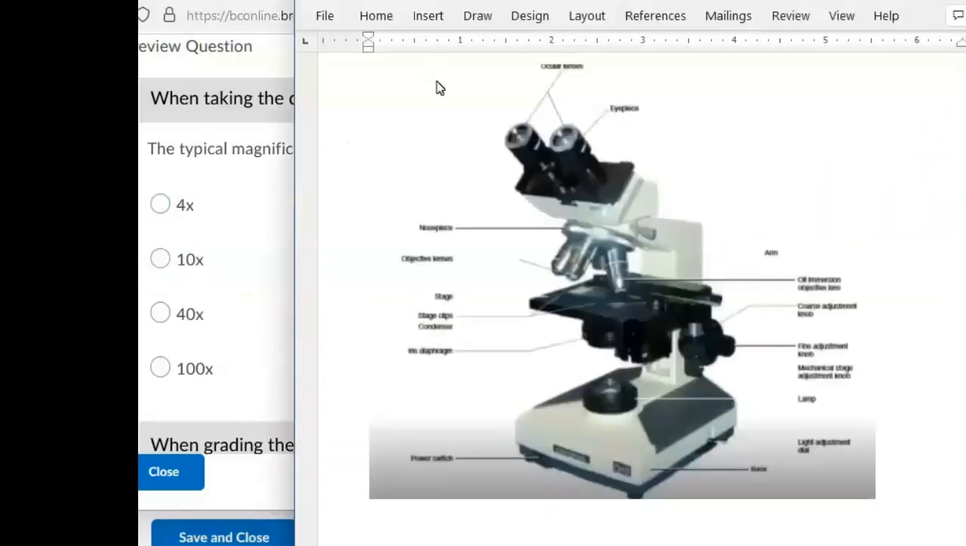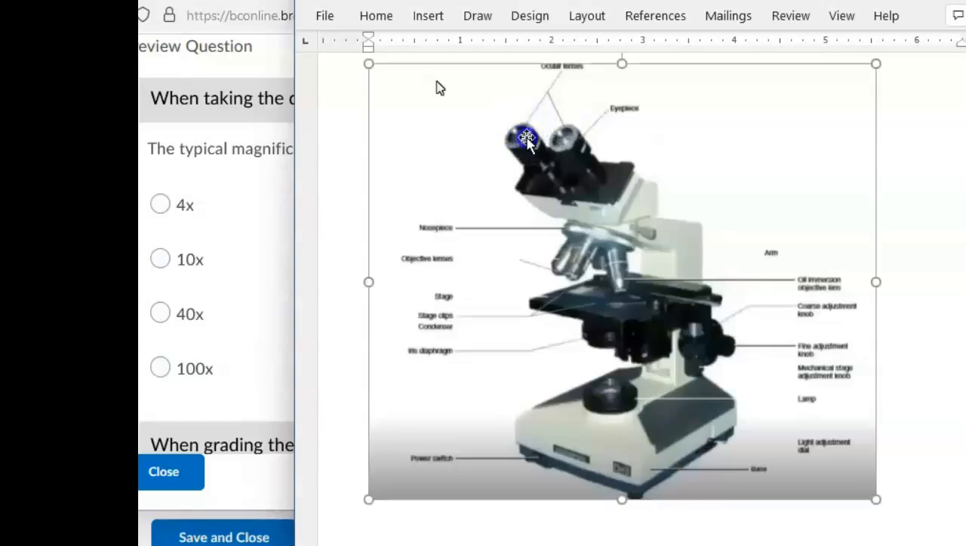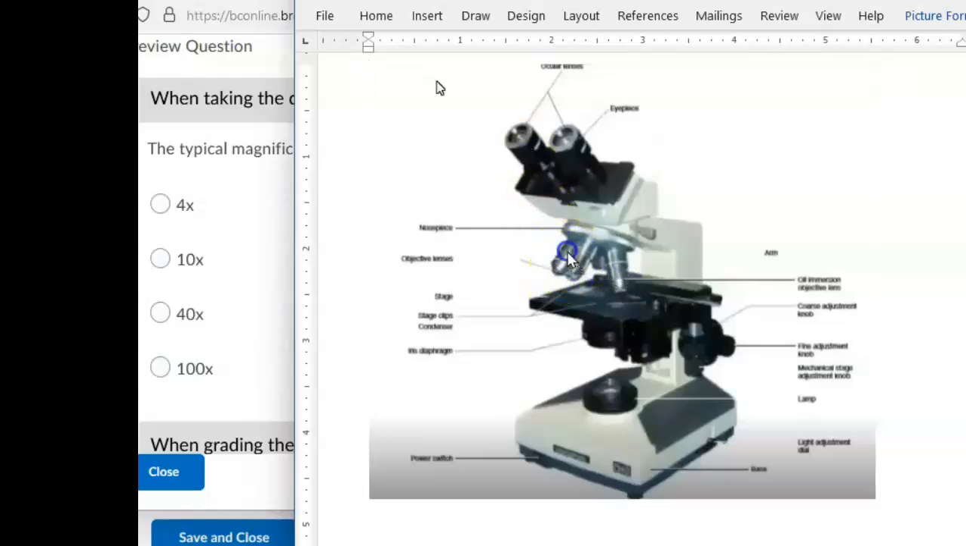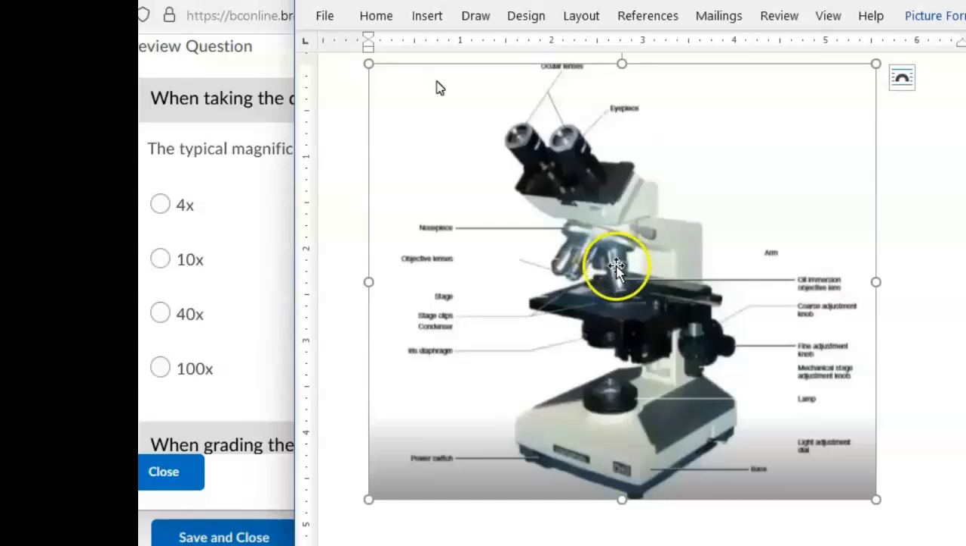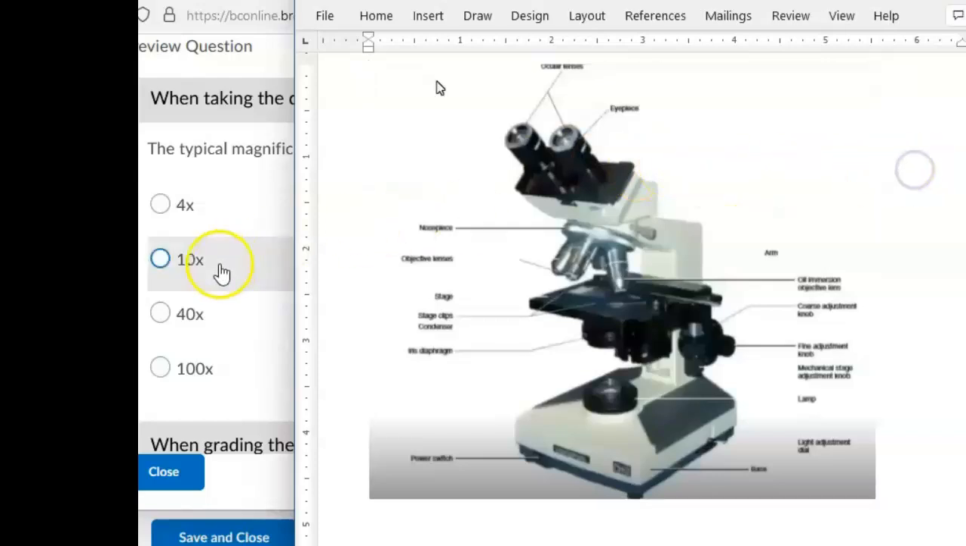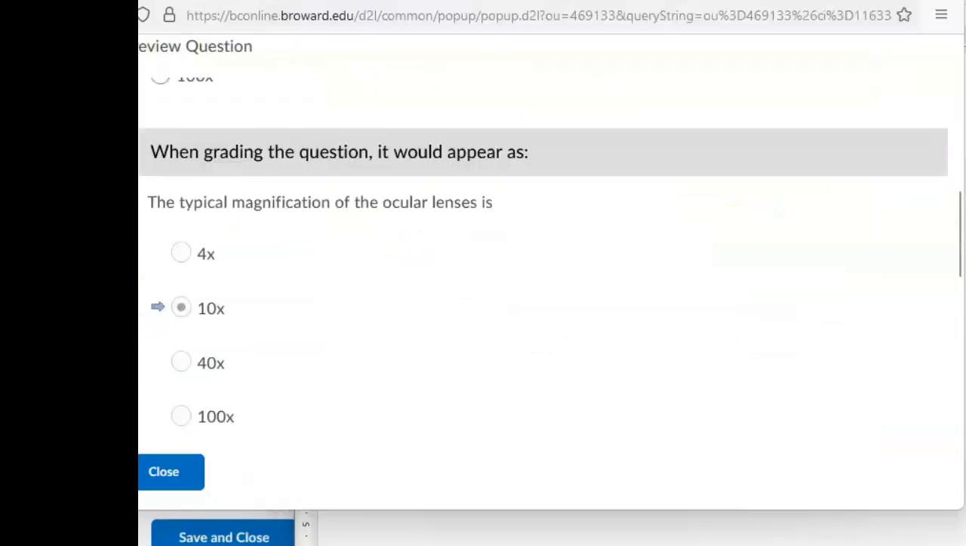So if we look at this figure right here, we have the ocular lenses, this one, and these lenses do not change, right? So this is going to be fixed, and this is always going to magnify the object 10 times. Remember, these ones right here are the objective lenses, and they are the ones that change, right? Depending on which one you are using, the magnification is going to be different. Therefore, these ones are going to have different values. However, the ocular lenses are always going to be the same, and therefore this is going to be 10. Going back to the figure.